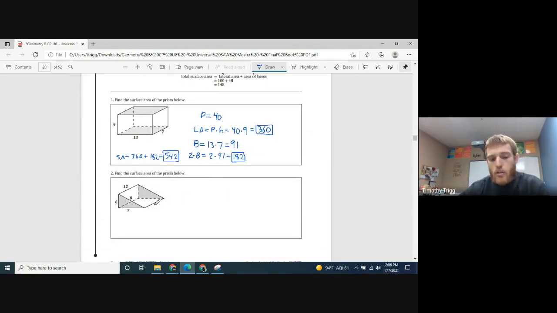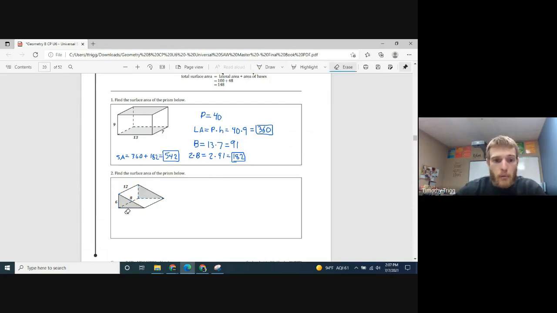Now, let's take a look at this triangular prism. So here, what is our base in this case? Don't get confused. This rectangle that it's sitting on is not the base. The bases are these two triangles, the two triangles that are parallel to each other, and also congruent.